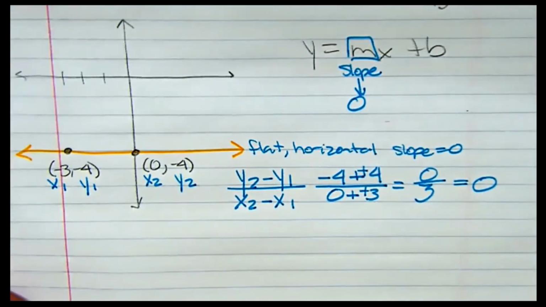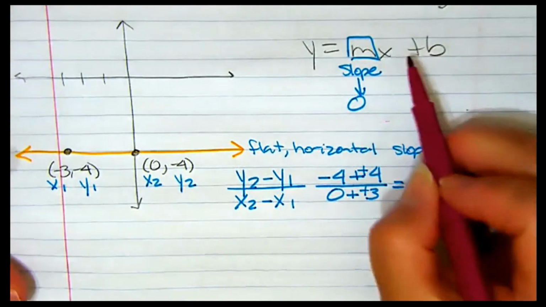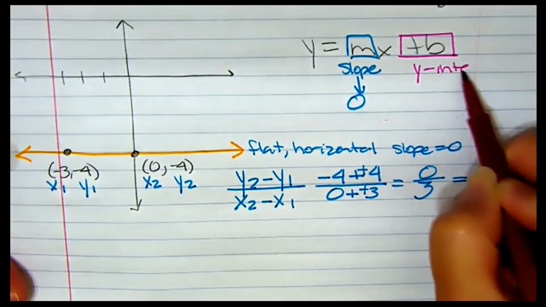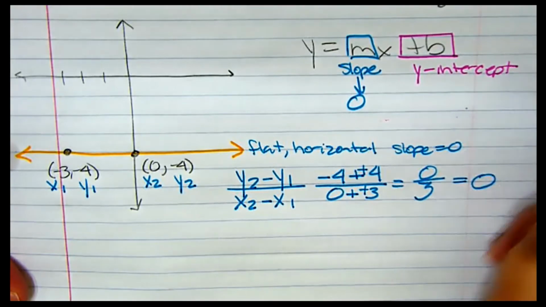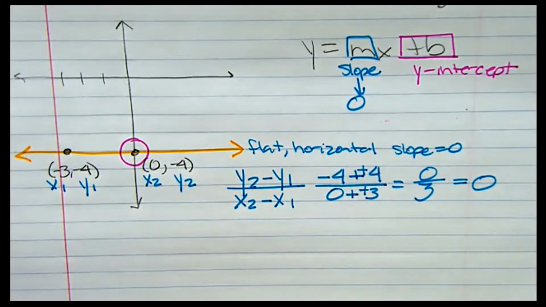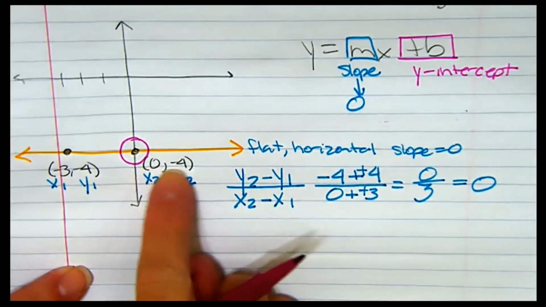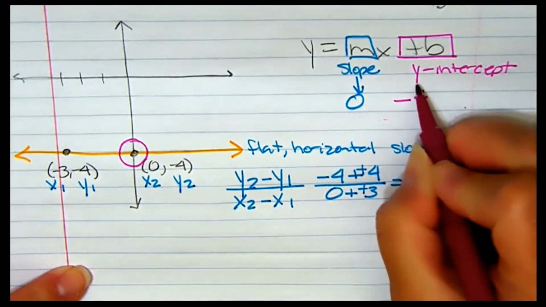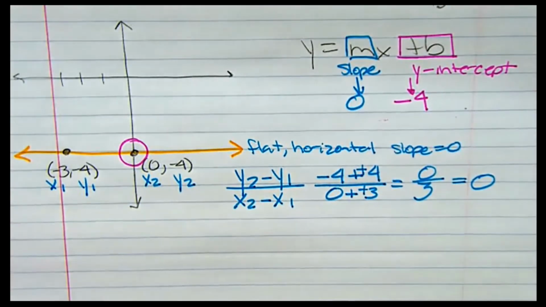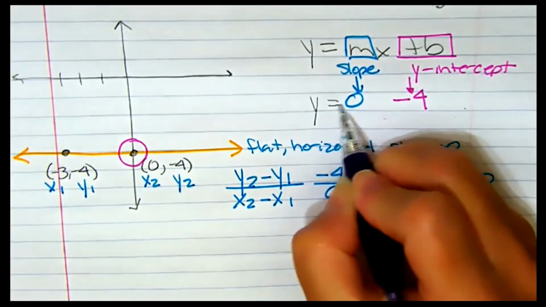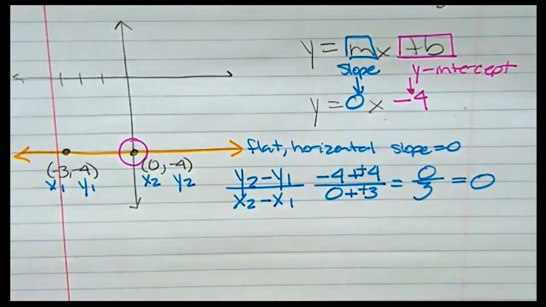Okay. And I know that this is my y-intercept, where it crosses my y-axis. So when x is 0, y is -4. So my y-intercept is -4. And everything else comes down. y equals 0x minus 4.